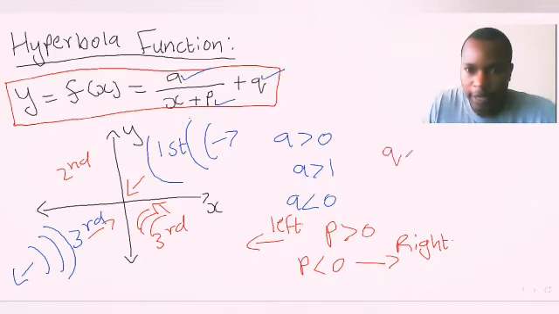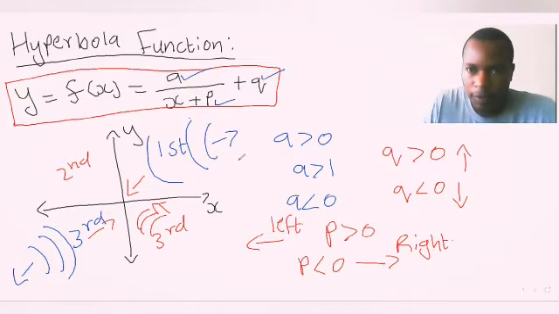Q, on the other hand, would be a vertical shift. If Q is greater than 0, you are shifting your graph upwards. So remember that greater than 0 just means that Q is positive. If Q is less than 0, so that's a negative Q, you are therefore shifting your graph downwards. So that would be a downward shift of the graph.